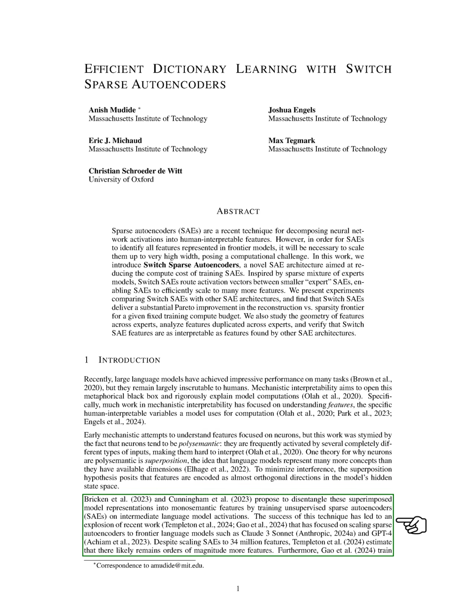We aim to separate these overlapping representations into distinct features by using unsupervised sparse autoencoders, SAEs, on the intermediate activations of language models. The effectiveness of this approach has led to a surge in research focused on scaling SAEs for advanced language models like Claude 3 Sonnet and GPT-4. Despite scaling to 34 million features, we estimate that there are still many more features to uncover.